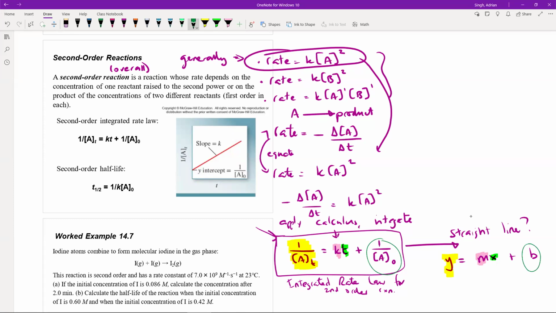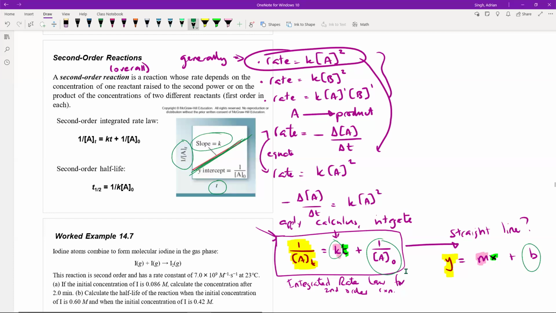So if you were to plot, for example, the 1 over the concentration of A versus time, and you were able to get a straight line, well, then that tells you that that particular reaction is second order with respect to whatever that reactant actually is. From that straight line, we determine the slope. The slope is equal to the rate constant K.